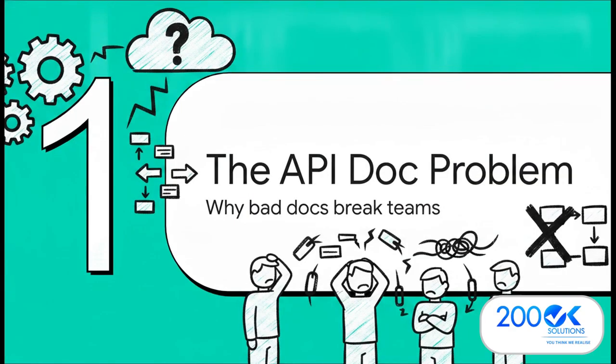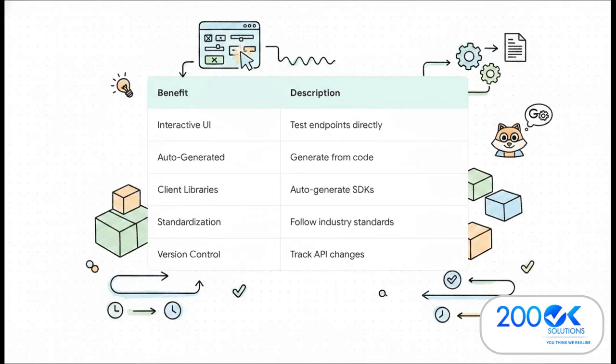Section 1. The API documentation problem. Why bad docs break your team. Good documentation saves time and builds immediate trust. Adopting a standard like Swagger solves massive developer pain points. Let's look at the top 2 benefits here. First, an interactive UI. This isn't just a static document. It provides an actual interface where developers can test API endpoints directly from their browser.